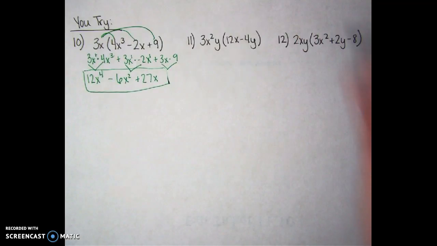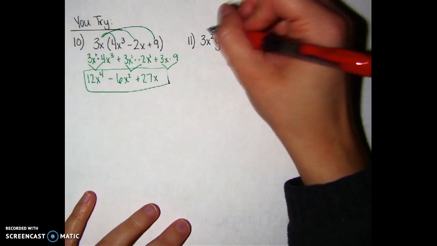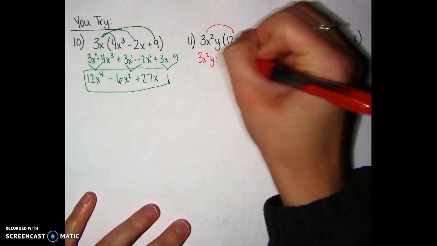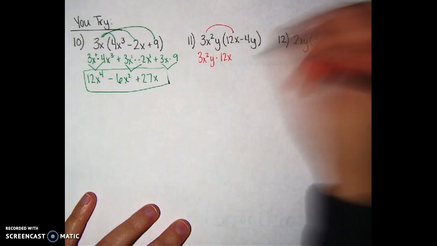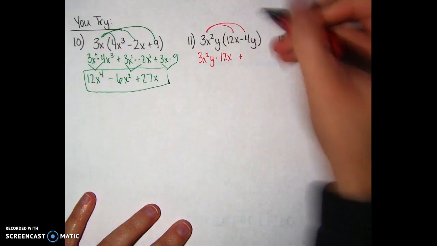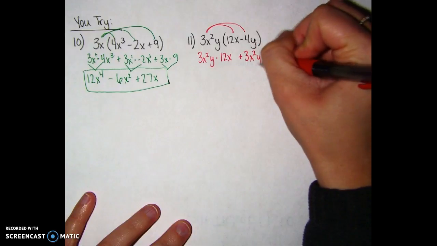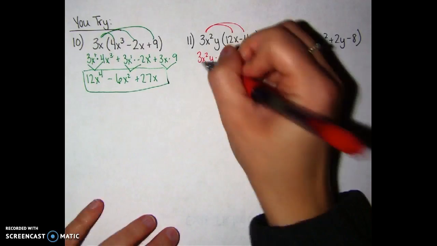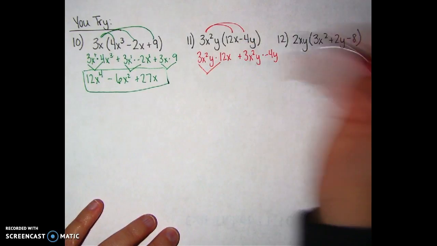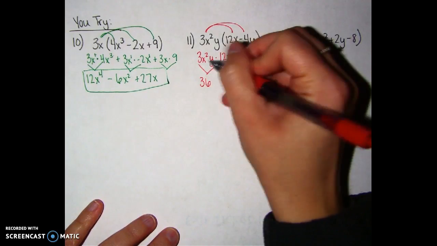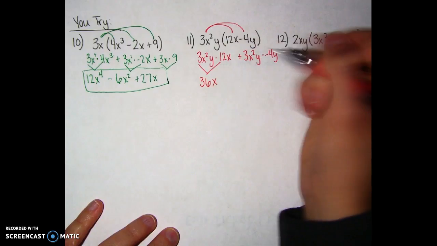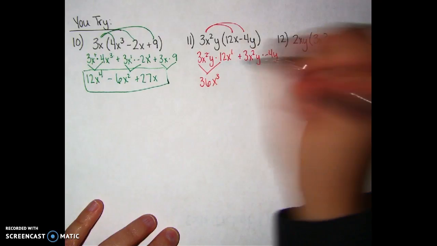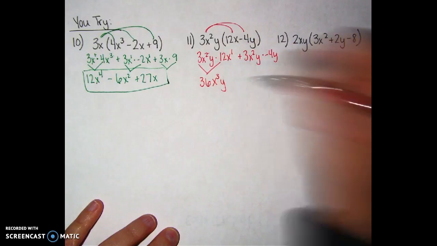Okay, let's look at, oh, this is a fun one here. So this is 3x squared y times 12x plus 3x squared y times negative 4y. Multiply 3 times 12, that's 36. I have x's and y's, so let's look at the x's first. That's a 2. This has a 1. 2 plus 1 is 3. There's no y over here, so I'll just bring it straight down.